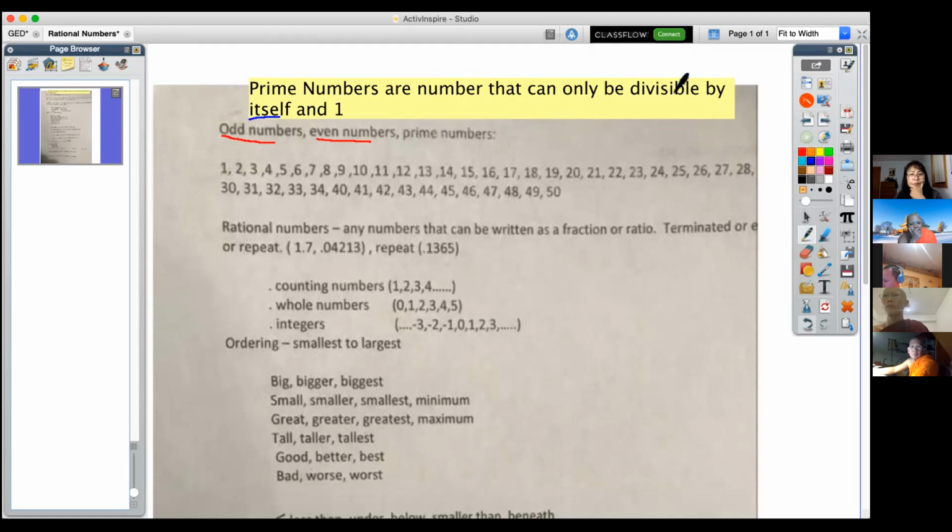So you know odd are 1, 3, 5, 7, 9, 11, those are odd. Even is 2, 4, 6, 8, 10, okay? So now let's start with prime number. Can you give me one of the prime numbers? Number 2. 2 is a prime number? Yep, okay.